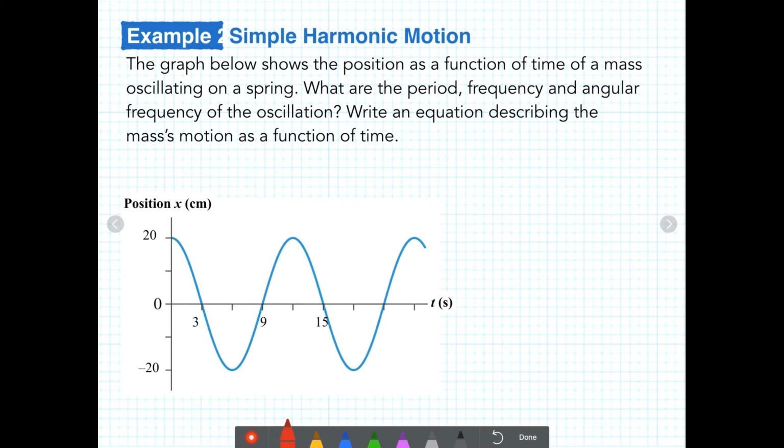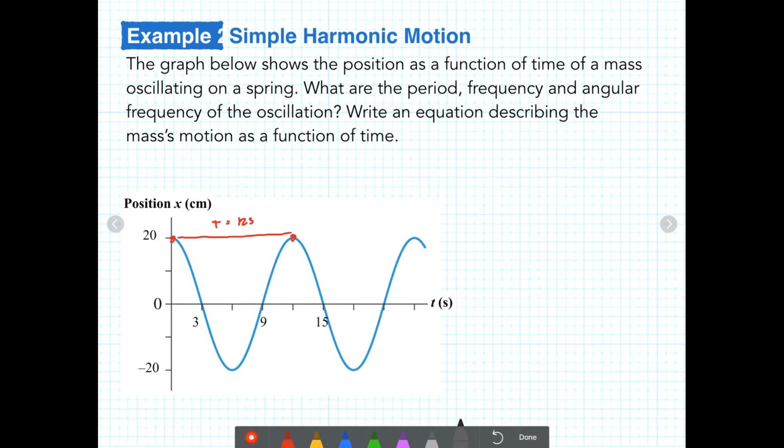So if we want to figure out this function of this mass oscillating on a spring, we want to know the period, frequency, and angular frequency of the oscillation, and we want to write an equation describing this motion. So what's the period going to be? Well, you just look for 2 points where you come to the same place. So the period here is going to be about 12 seconds. You just read that off the graph.